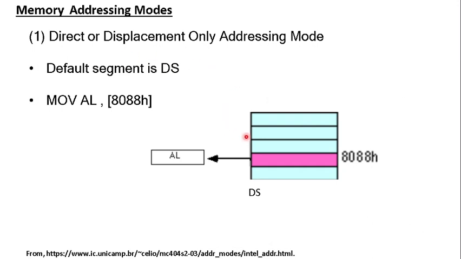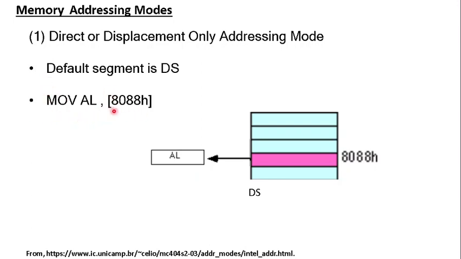In displacement only addressing, if we are considering a segment, the displacement of a particular byte or the operand within the segment is of interest to us. For example, in the case mentioned here, we need to move a particular byte located at 8088 displacement from the start of the data segment. The data segment may be starting at a particular address, we don't know that, and within that data segment, at an offset of 8088 from the start of DS, an operand is there. We need to move that operand to the AL register. So how will we write such an instruction? This is how we will write such an instruction.